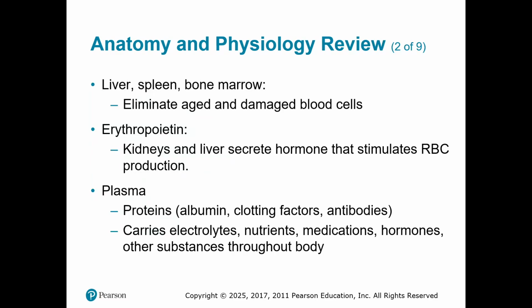We're looking at your liver, spleen, and bone marrow now. The liver and spleen eliminate aged and damaged blood cells. Bone marrow is where blood cells are actually created, all blood cells. Erythropoietin: the kidneys and liver secrete hormones that stimulate red blood cell production.